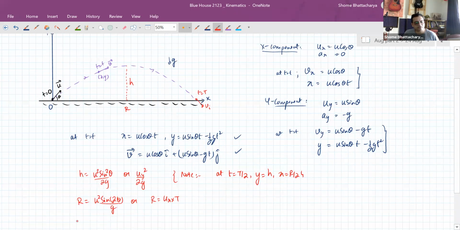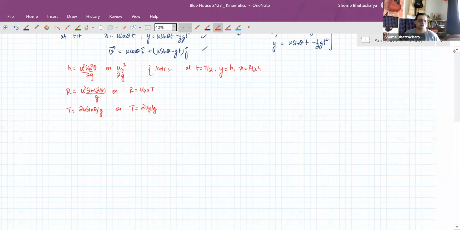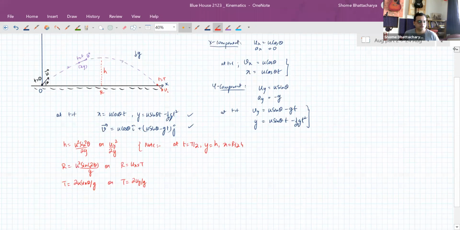The third and final standard formula is that the time of flight is 2u sine theta by g, which can be written as 2 times uy divided by g. So these were the standard things. The last thing that we discussed in terms of formulae and equations was the equation of trajectory.